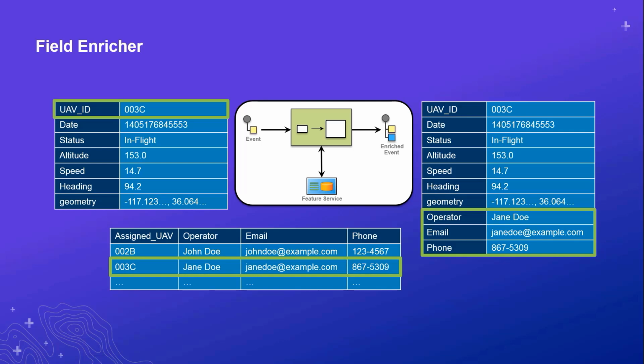And again, this is useful in the case of our demo, so that way when we know that the drone is flown outside a particular line of sight, we instantly have the name of the operator, their email, and their phone number to contact or have GeoEvent contact.